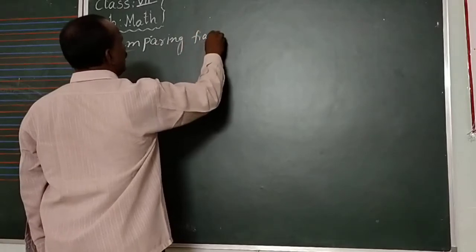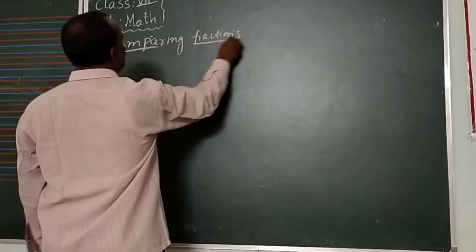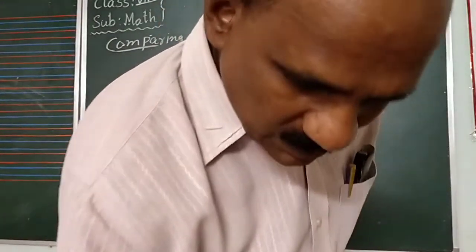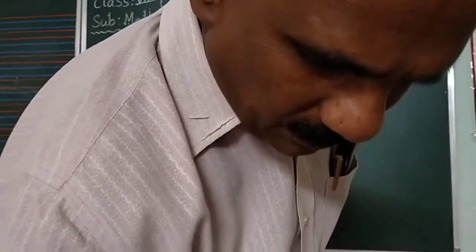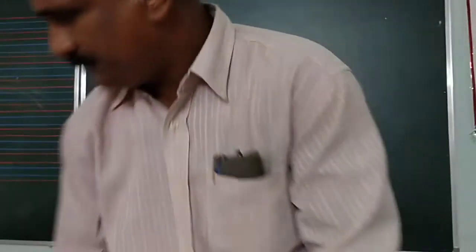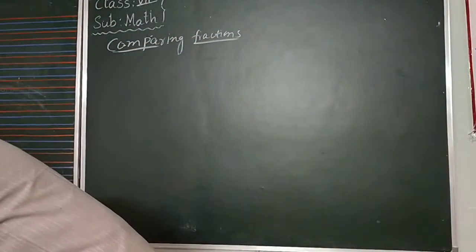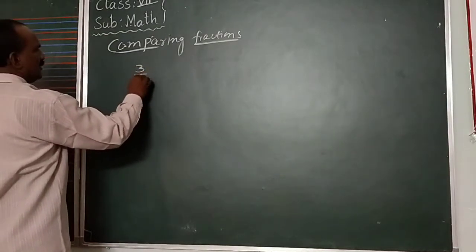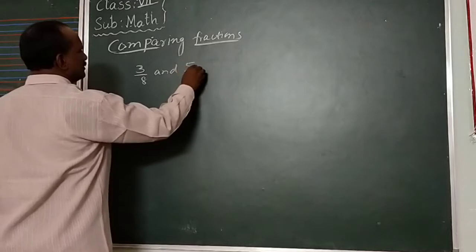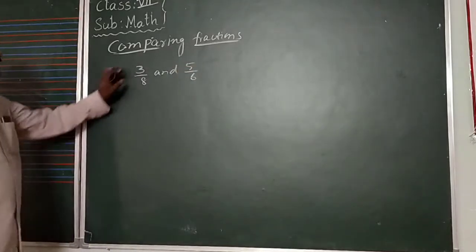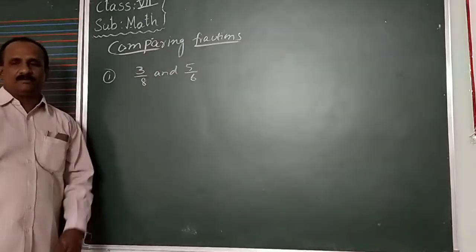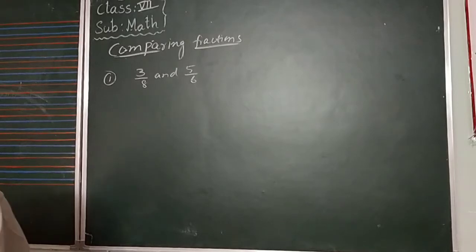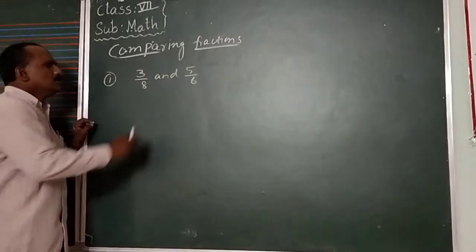Comparing fractions means finding which is bigger and which is smaller. First of all, I'll give one example. Problem number one: 3/8 and 5/6. Which is bigger, and how do you find out? Only two fractions.